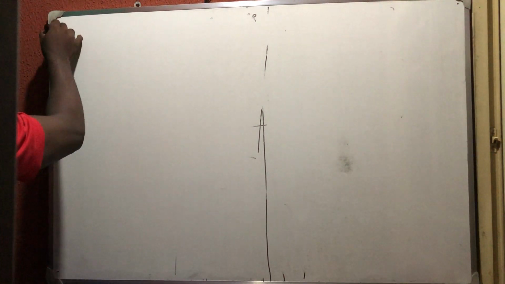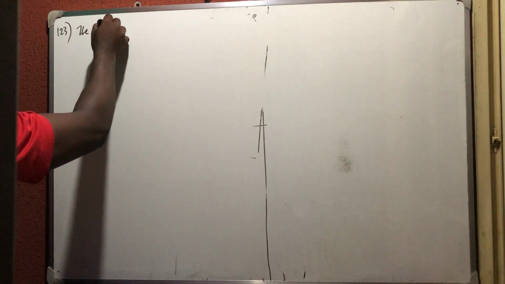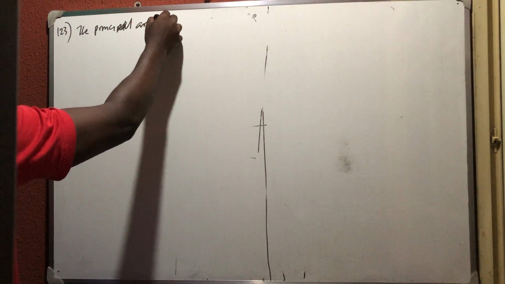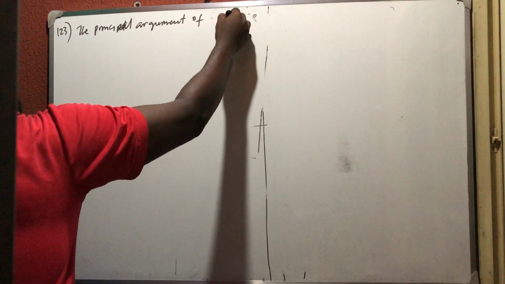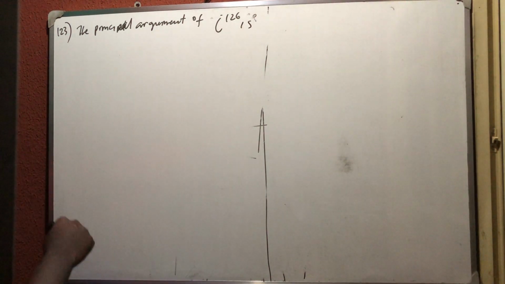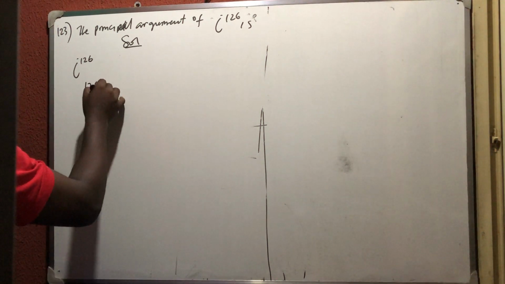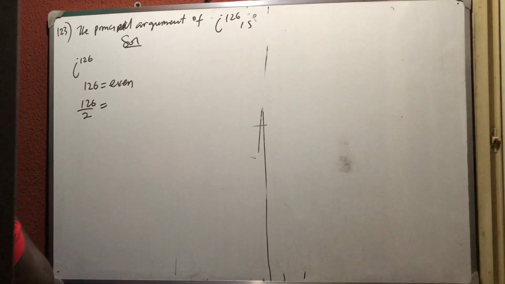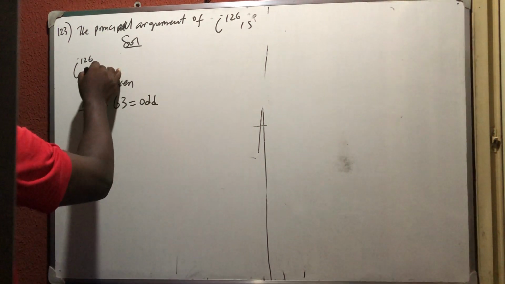So the next one, 123. 123 said the principal argument of I raised to power 126 is dash. Okay, solution. First of all, I raised to power 126. 126 is equal to an even number. Then 126 divided by 2 is equal to what? I think 63. 126 divided by 2 is equal to 63. And 63 is an odd number. So the answer to this thing is what?